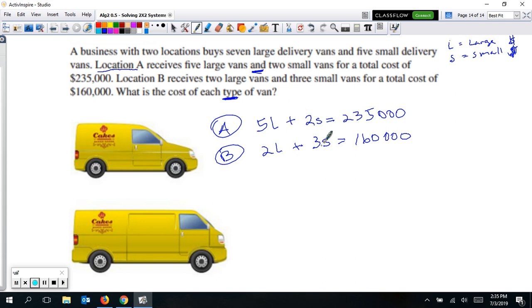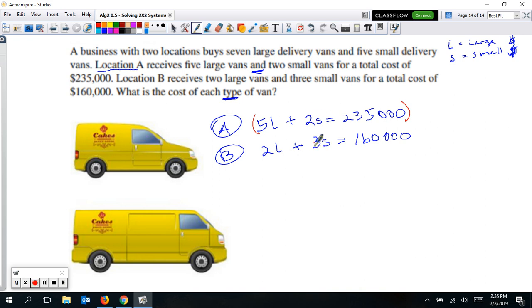This one would be set up for elimination, in fact, so we could eliminate one of these. We're going to have to multiply both of these, because I can't multiply 2 by anything to get a 5, or multiply 3 by anything to get a 2, so that's not going to work. We're going to have to multiply both equations. Let's go ahead and eliminate the S's.